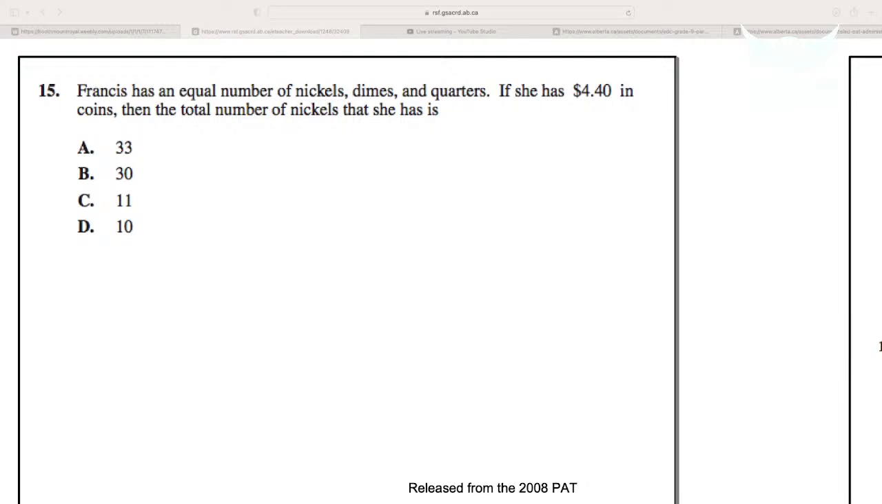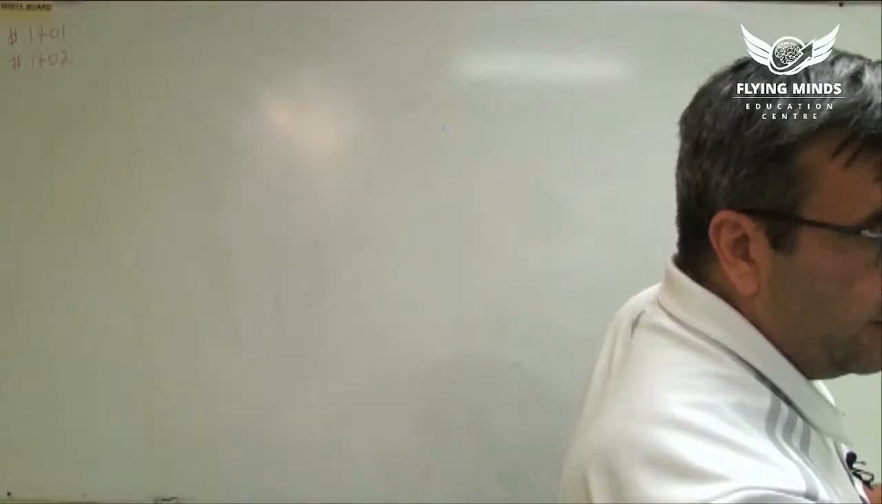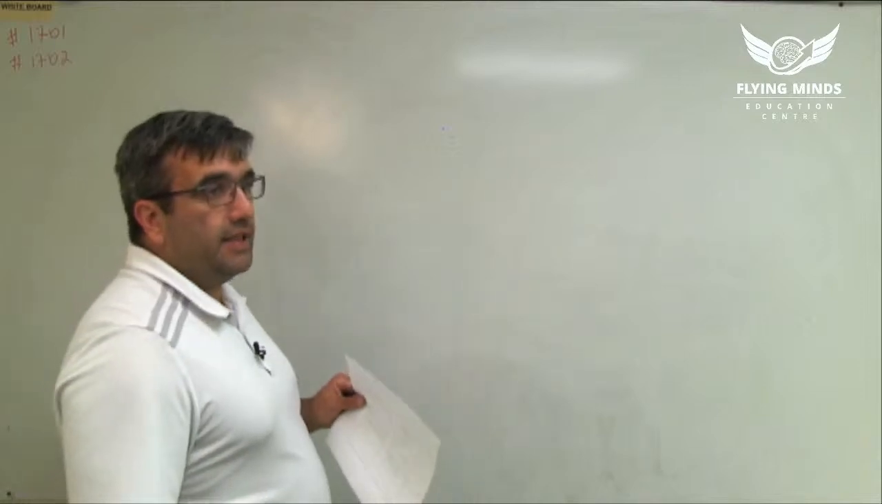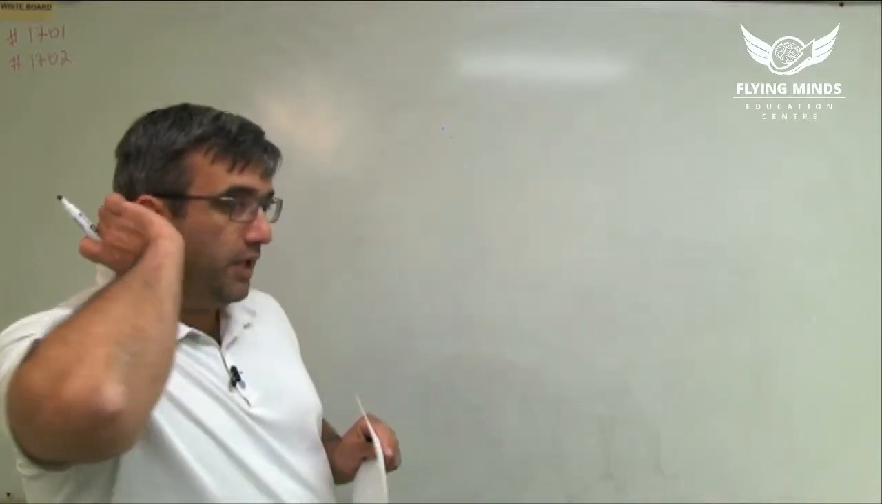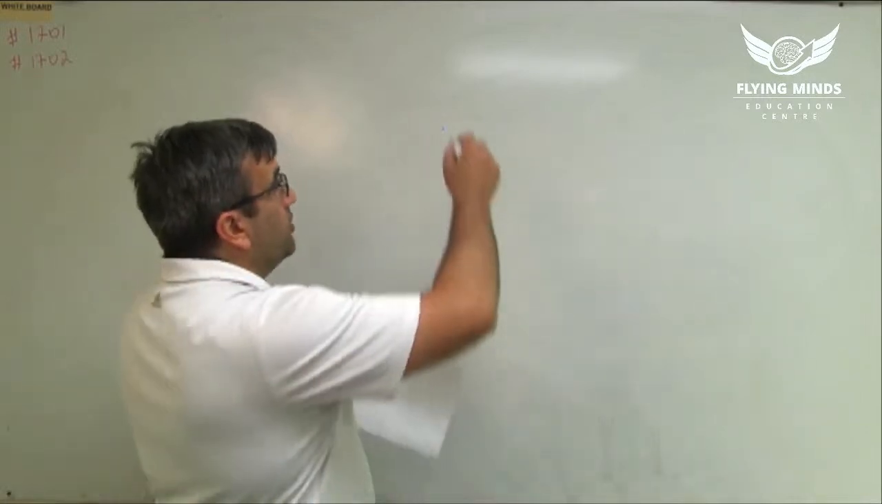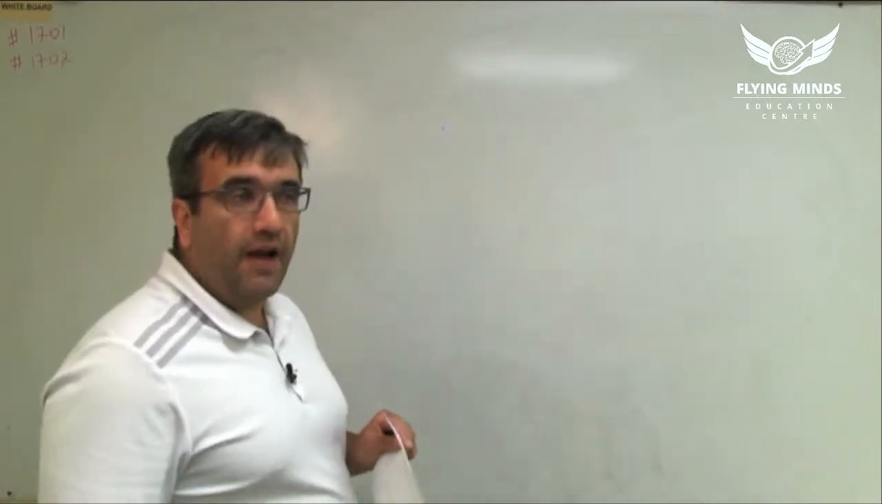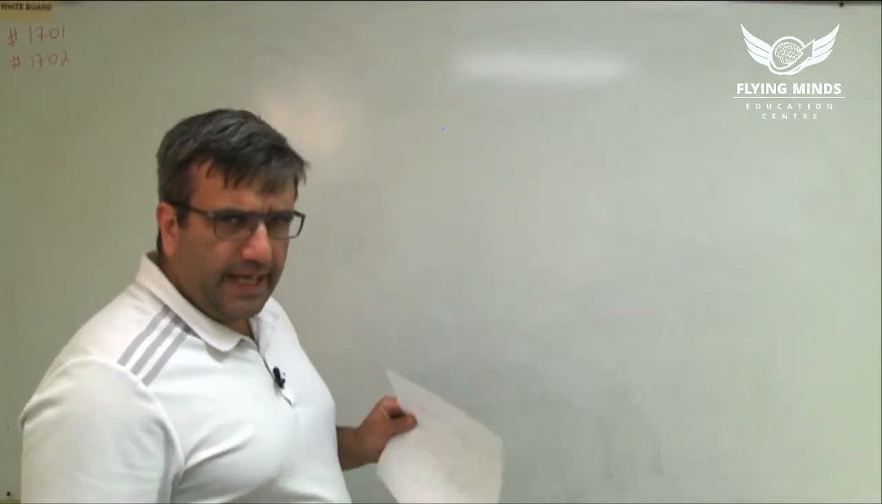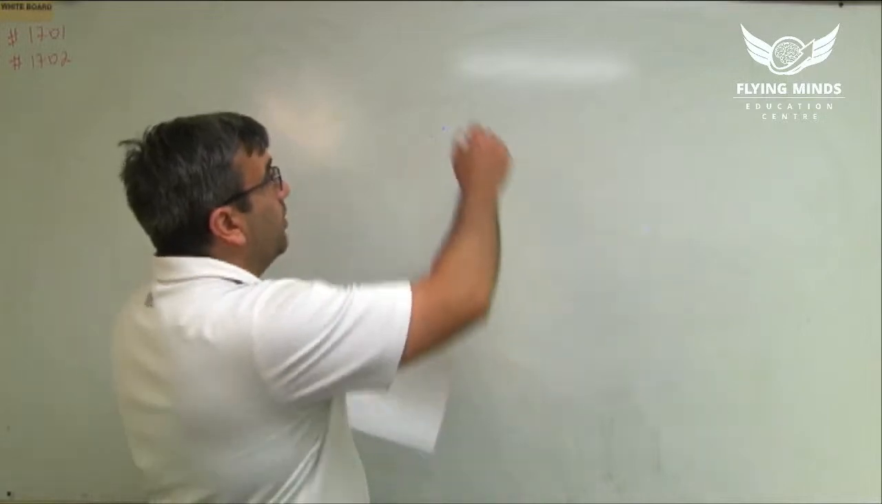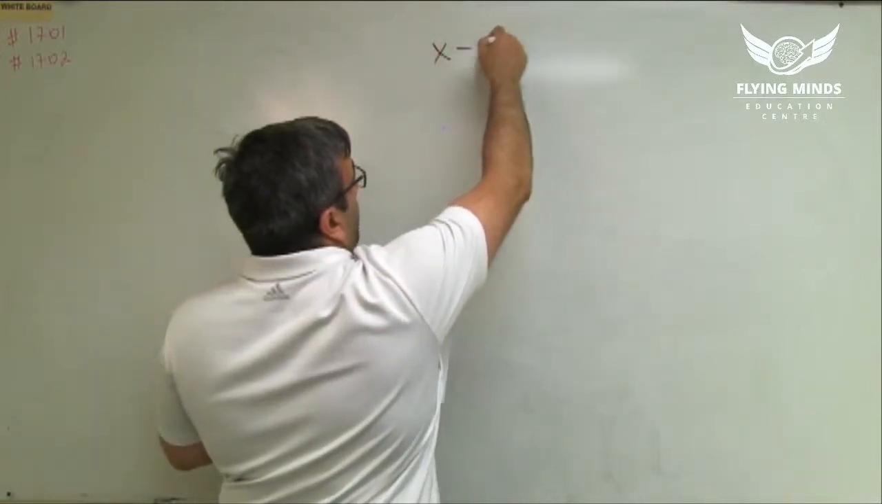Okay, so Francis has an equal number of nickels, dimes and quarters. If she has $4.40 in coins, then the total number of nickels that she has is, okay, so we have nickels, dimes, and quarters, and we have an equal number of coins of each denomination. Just to remind, a nickel is 5 cents, a dime is 10, and a quarter is 25, right? So x number of each coin.